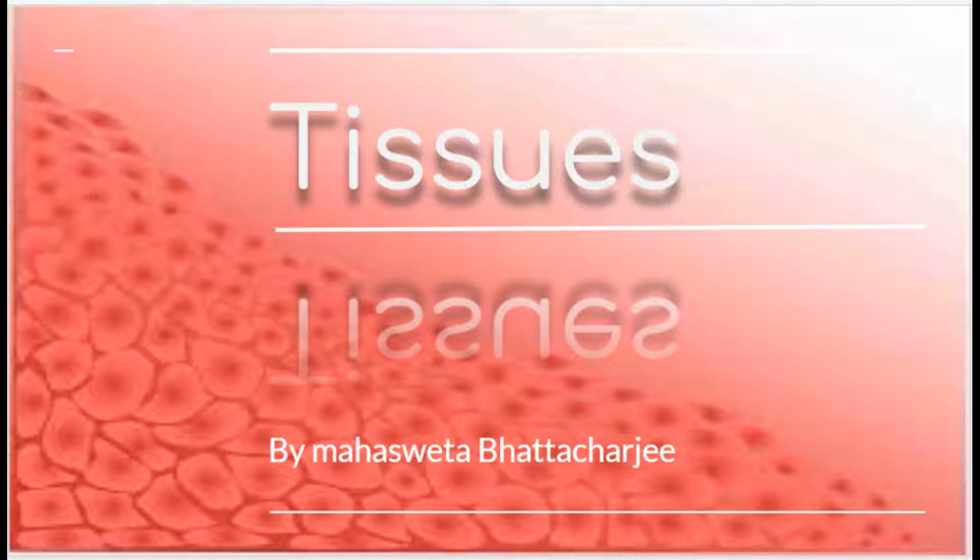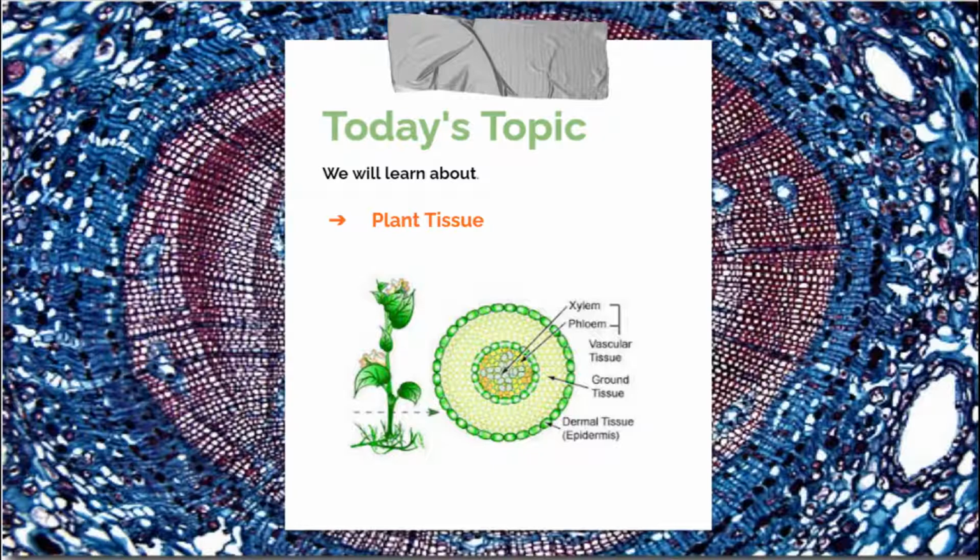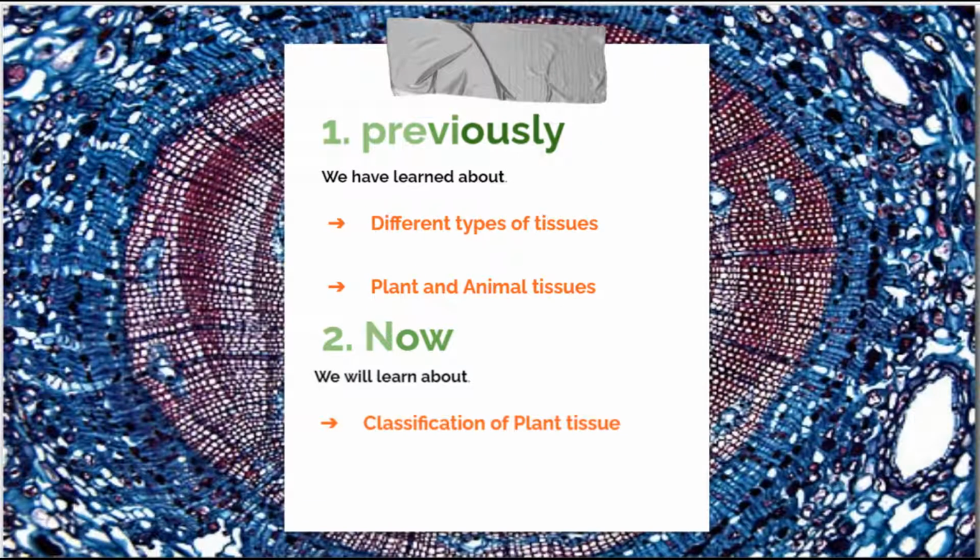So students, today we shall start with the topic plant tissue. As in my previous video, I have cleared the concept that plants have their own tissue and animals have their own tissue, and there is a vast difference between these two types of tissue. So in our NCERT book, the tissues are broadly classified and they are described separately in the form of plant tissue and animal tissue. It's a vast topic.